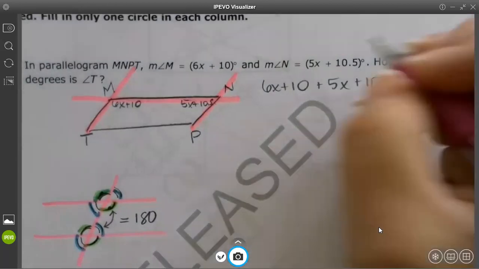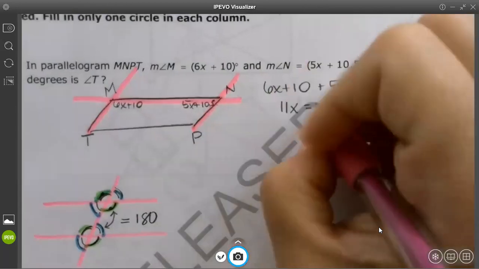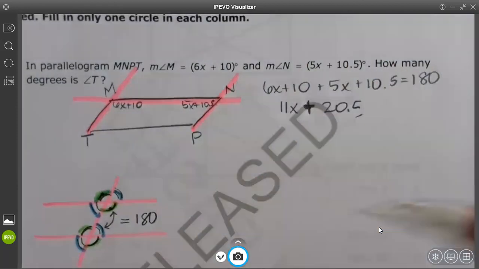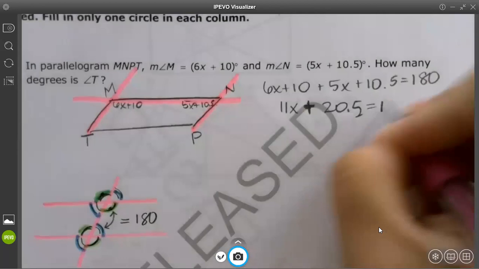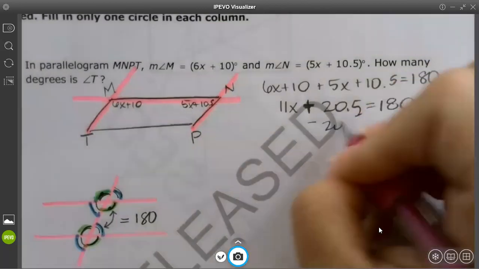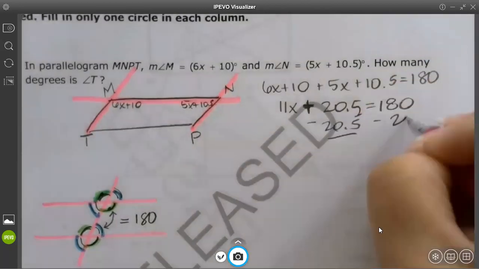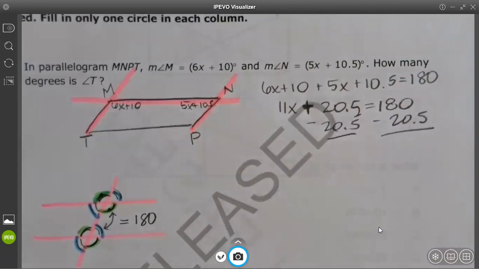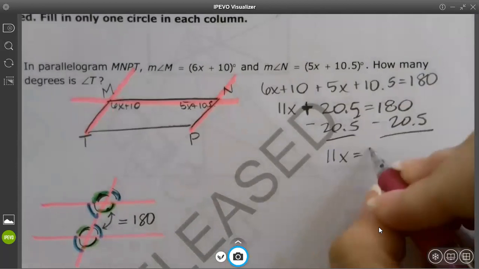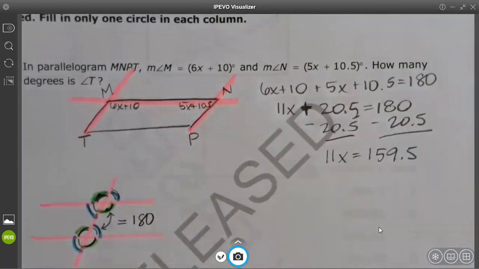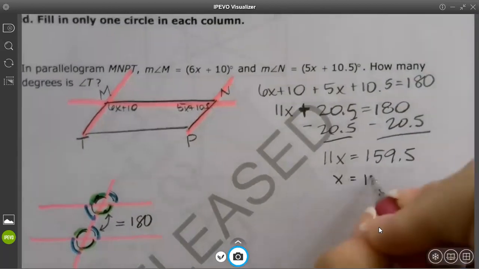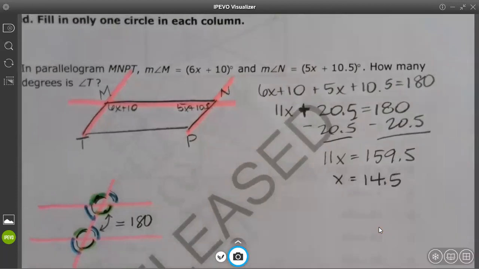6x plus 5x is 11x. 10 plus 10.5, that should be a plus, is 20.5. How do you solve? You're going to subtract 20.5. You get 11x equals 159.5. And then we divide by 11. Did it ask you to solve for x though? This is another way they trick you.